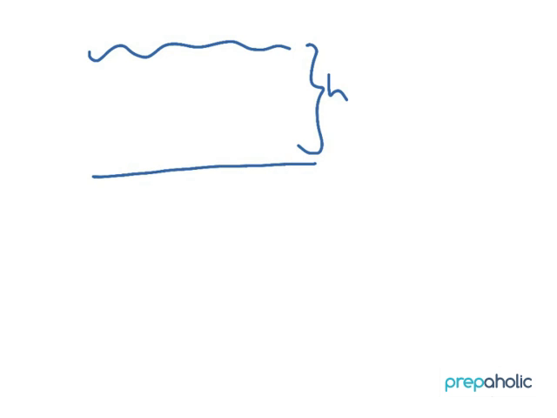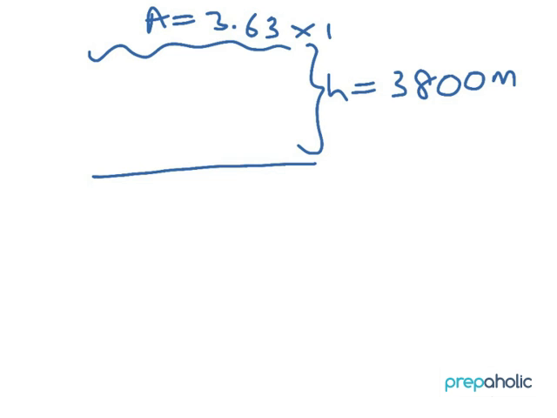So in this next question, they're telling us that the Earth's ocean has an average depth of 3,800 meters and a total surface area equal to 3.63 into 10 to the power 8 kilometer squared.